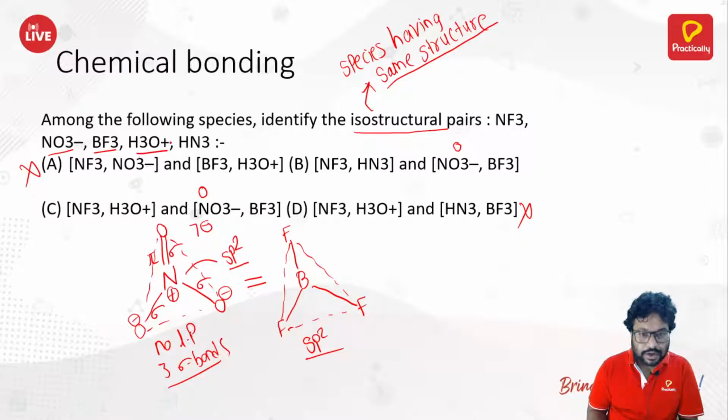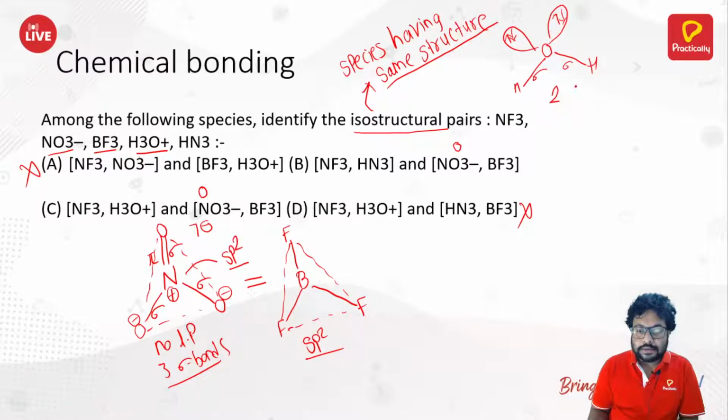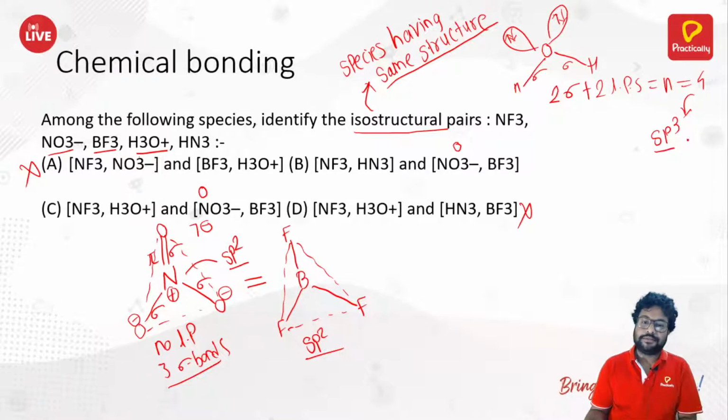H3O plus. What is the hybridization of H3O plus? If you write oxygen, hydrogen, then you get 2 lone pairs. That is your water, right? Now, how do we find out the hybridization scheme? Number of sigma bonds. How many sigma bonds are there? You got 2 sigma. How many lone pairs? 2 lone pairs. So total n is equal to 4. If n is 4, hybridization has to be sp3.